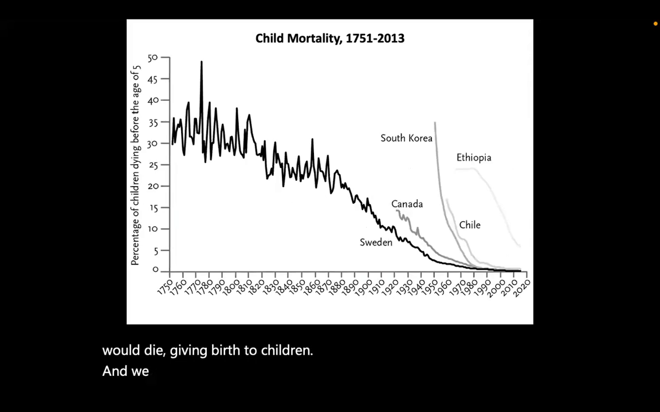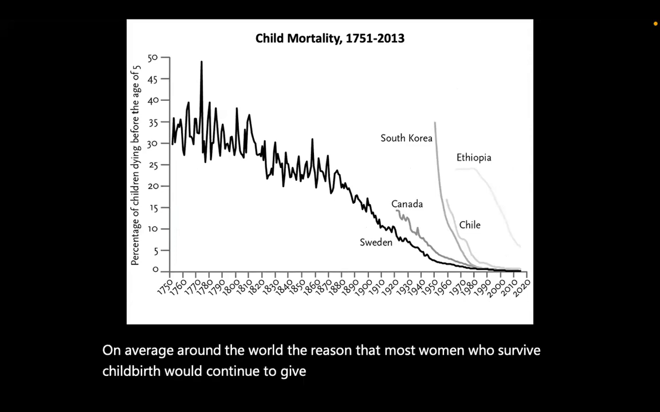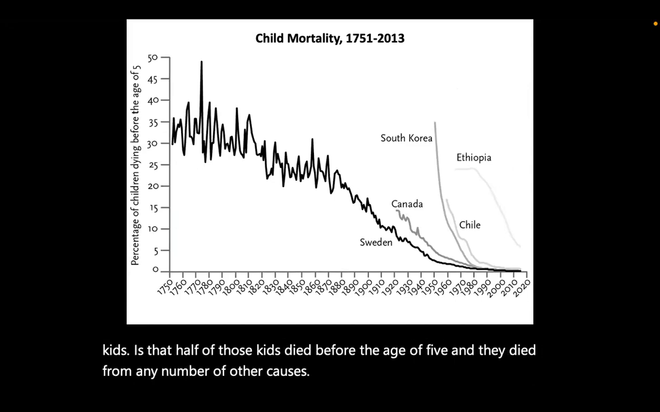And we can see also child mortality. On average, around the world, the reason that most women who survived childbirth would continue to give birth to 5 kids, 8 kids, 10 kids, 12 kids, is that half of those kids died before the age of 5. And they died from any number of other causes, right?